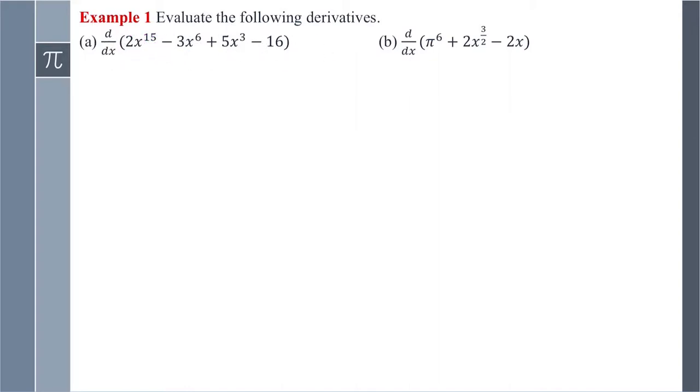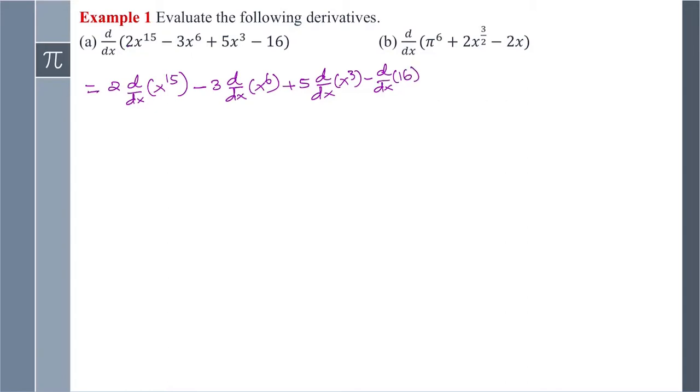So let me write this one as: we have a constant times the derivative of x to the 15th, minus, again, a constant times the derivative of x to the 6th, plus the constant 5 times the derivative of x cubed, minus the derivative of 16.